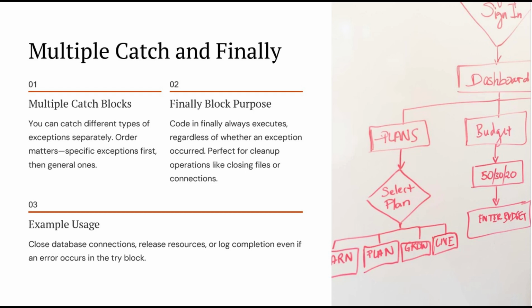Now let us talk about the finally block. The finally block is very special because it always executes whether an exception occurs or not. Even if there is a return statement on error, finally will run. This is mainly used for cleanup work like closing files, closing database connections, or releasing resources. So, multiple catch blocks help us handle different problems and finally helps us clean things up properly.